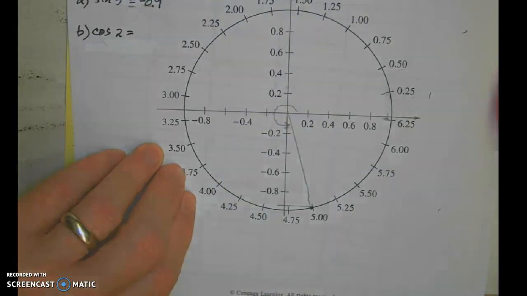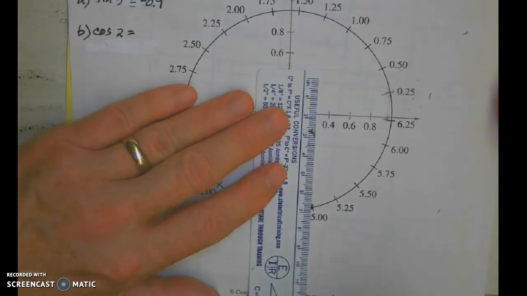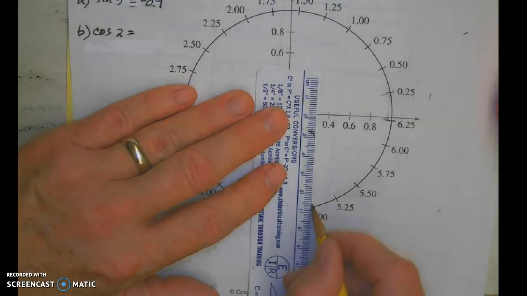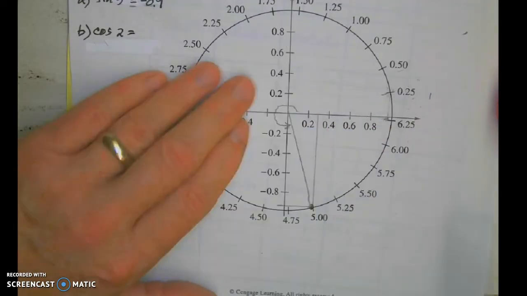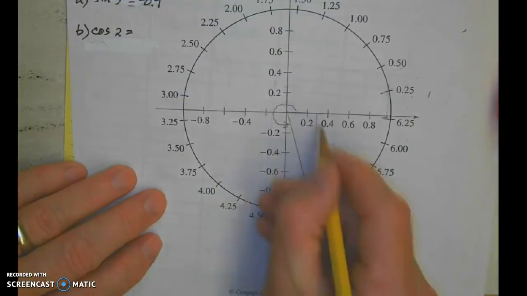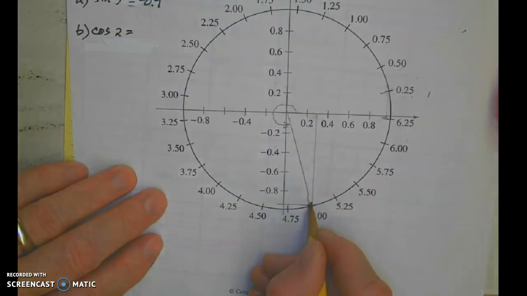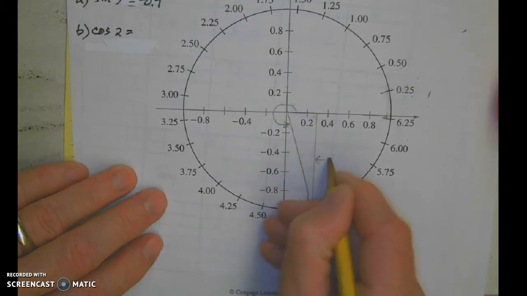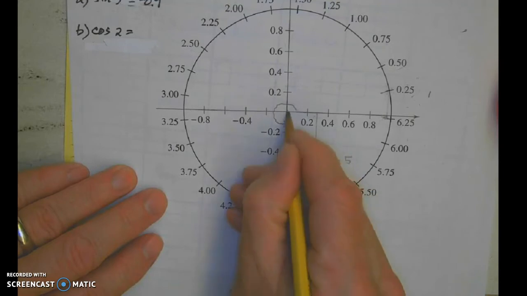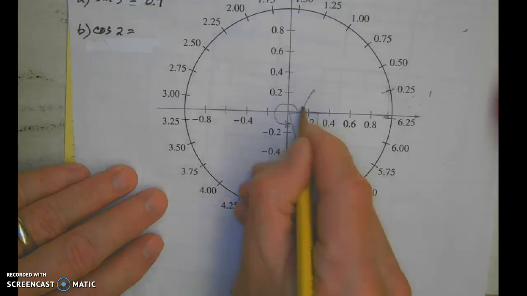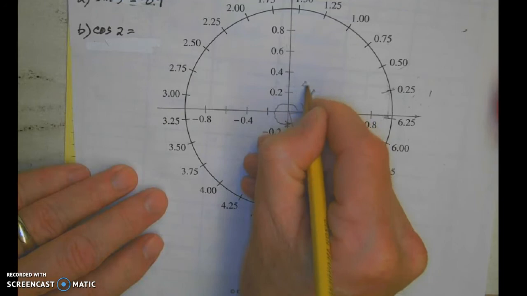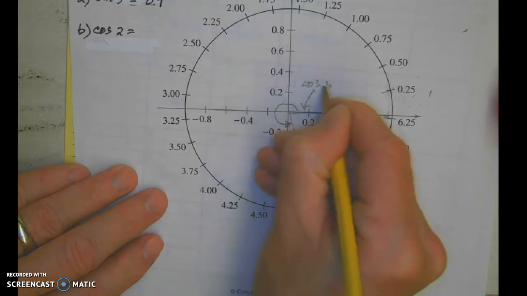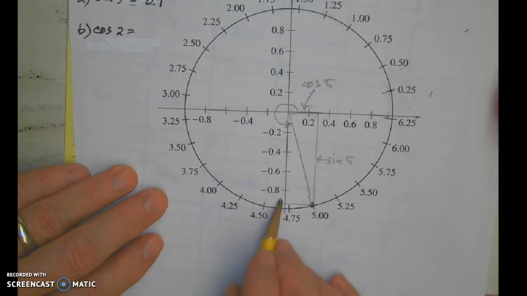And whenever I make that kind of an angle, I can draw from this spot right here another line straight up to the x-axis. And this triangle has a height right here, which is your sine value, and that is the sine of 5. And this value right here is going to be the cosine of 5 radians. And you can read them both right off of what you've got on the graph.